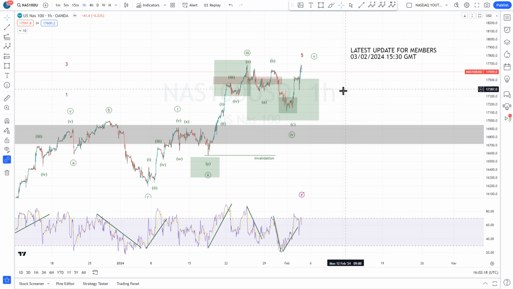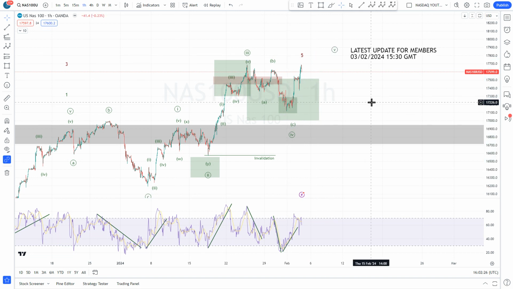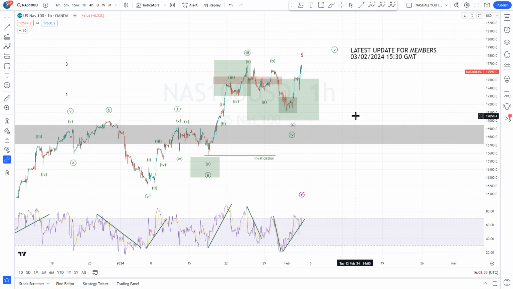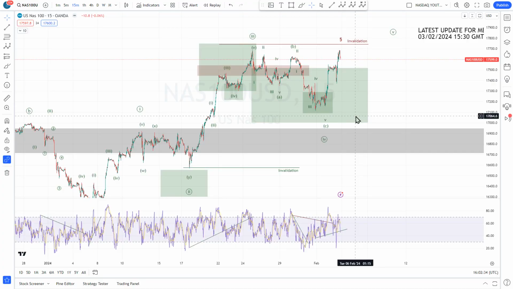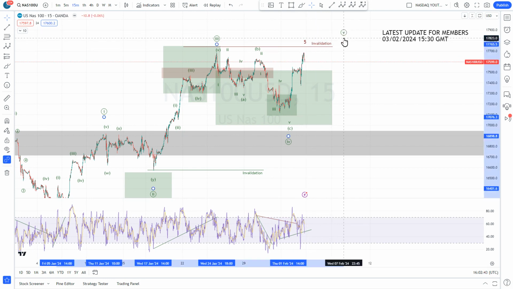So here on the 1 hour, like I said, 1, 2, 3, 4, and now 5. So this here, if we look at the 15 minutes, but even in the 1 hour, it looks like a complete structure, but we can also see it in more detail here in the 15 minute. 1, 2, 3, 4, 5. So this is another impulse up, could be the 5th wave.